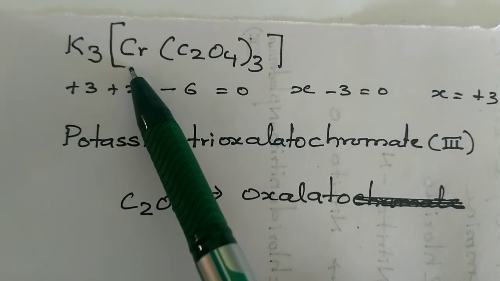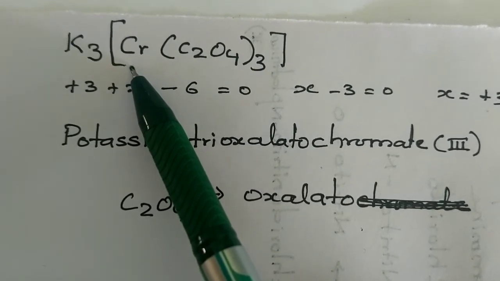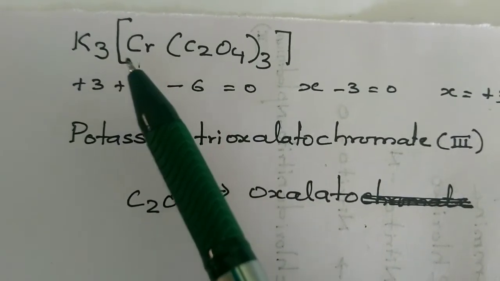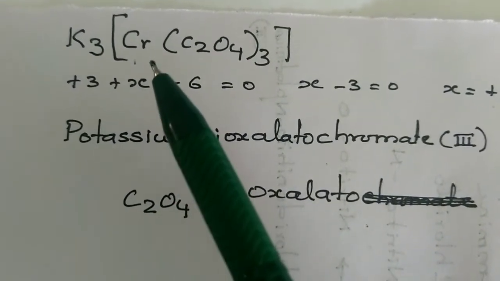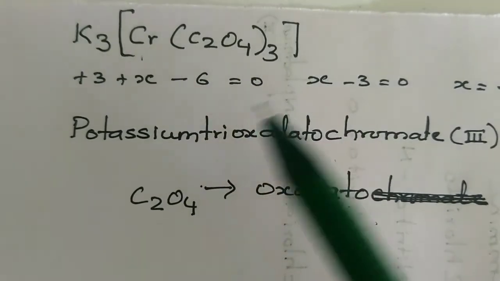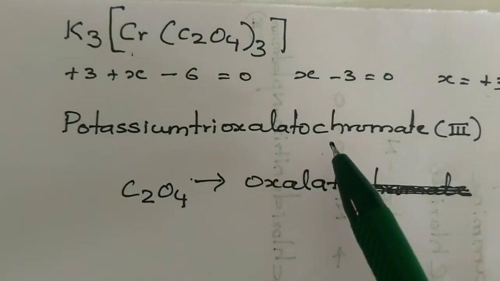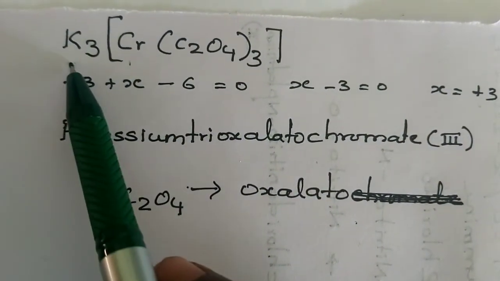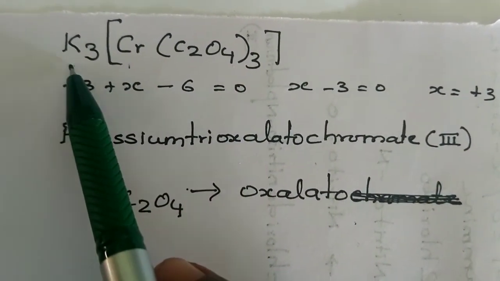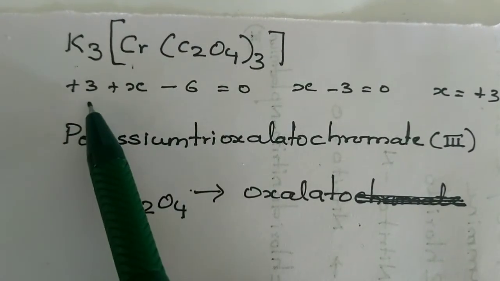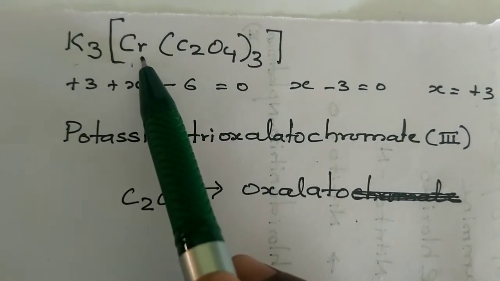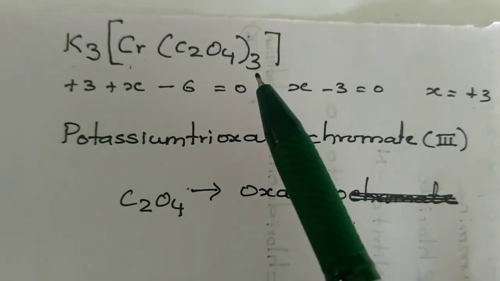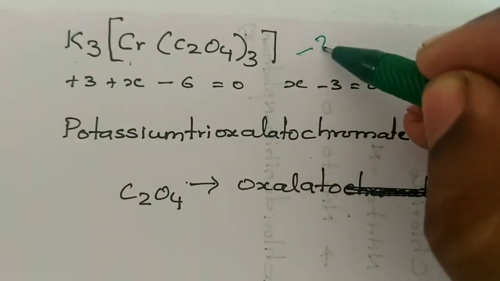As the chromium is in the anionic part, the name of the central metal atom should end with -ate. So we write chromate. Now we have to find out the oxidation number. For potassium, 1 potassium is +1, 3 potassiums are there, so +3. For chromium, we have to calculate, so X. Oxalate, 1 oxalate has minus 2 as the charge.